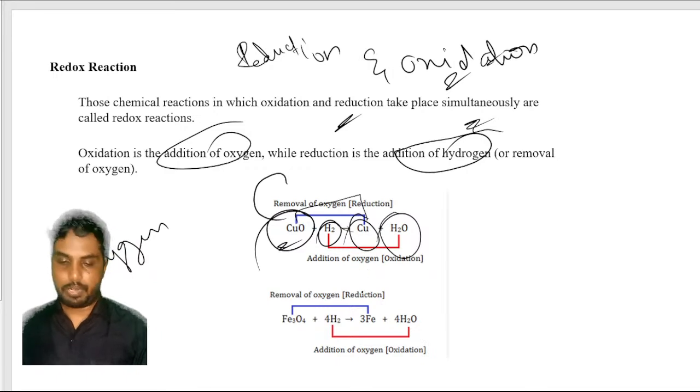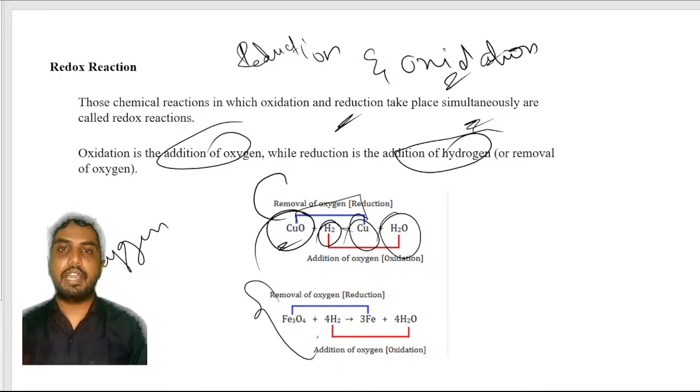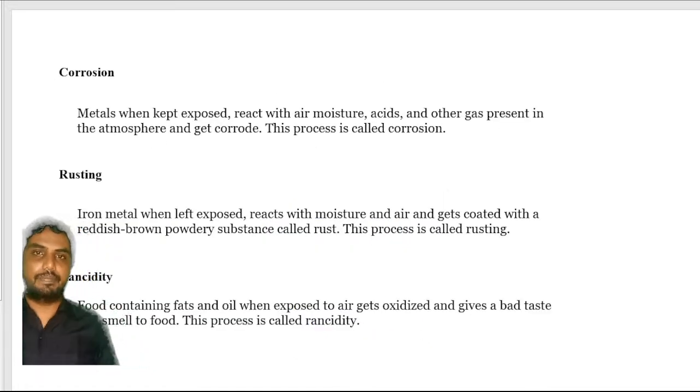So you see an example for reduction, and you can see the next example also. Wherever you can see that removal of oxygen is there, it is called reduction. Whenever you observe that oxygen is present, that is, adding of oxygen, it is called oxidation.